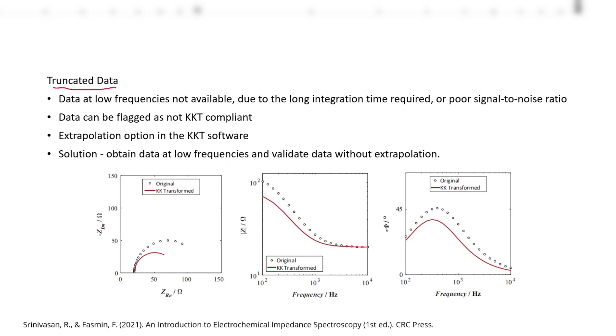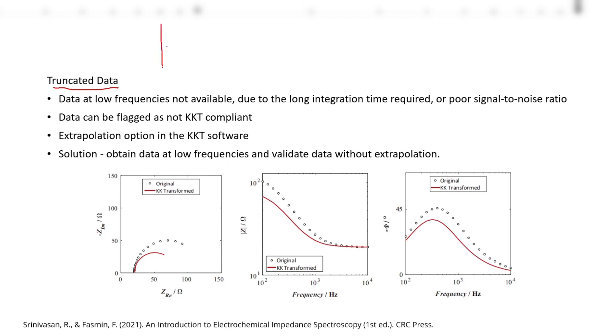The first one is truncated data. There are cases when we might not have the entire set of data. Usually for doing KKT, we should have data over the entire frequency range, from negative infinity to positive infinity. That means I should have a huge amount of data, but that is not possible, right? So how can we decide up to what frequency range I can take the impedance data to do the KKT analysis?